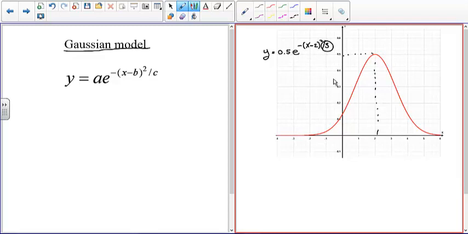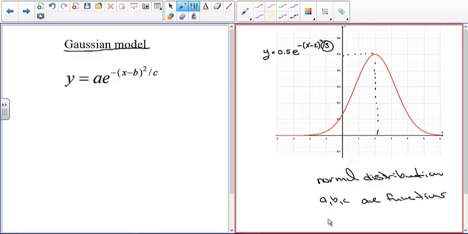So what has this behavior? Well, in statistics, you have what's called a normal distribution of data, and it satisfies an equation like this Gaussian model, and the constants are a function of the mean. So A, B, and C are functions of the mean and the standard deviation.